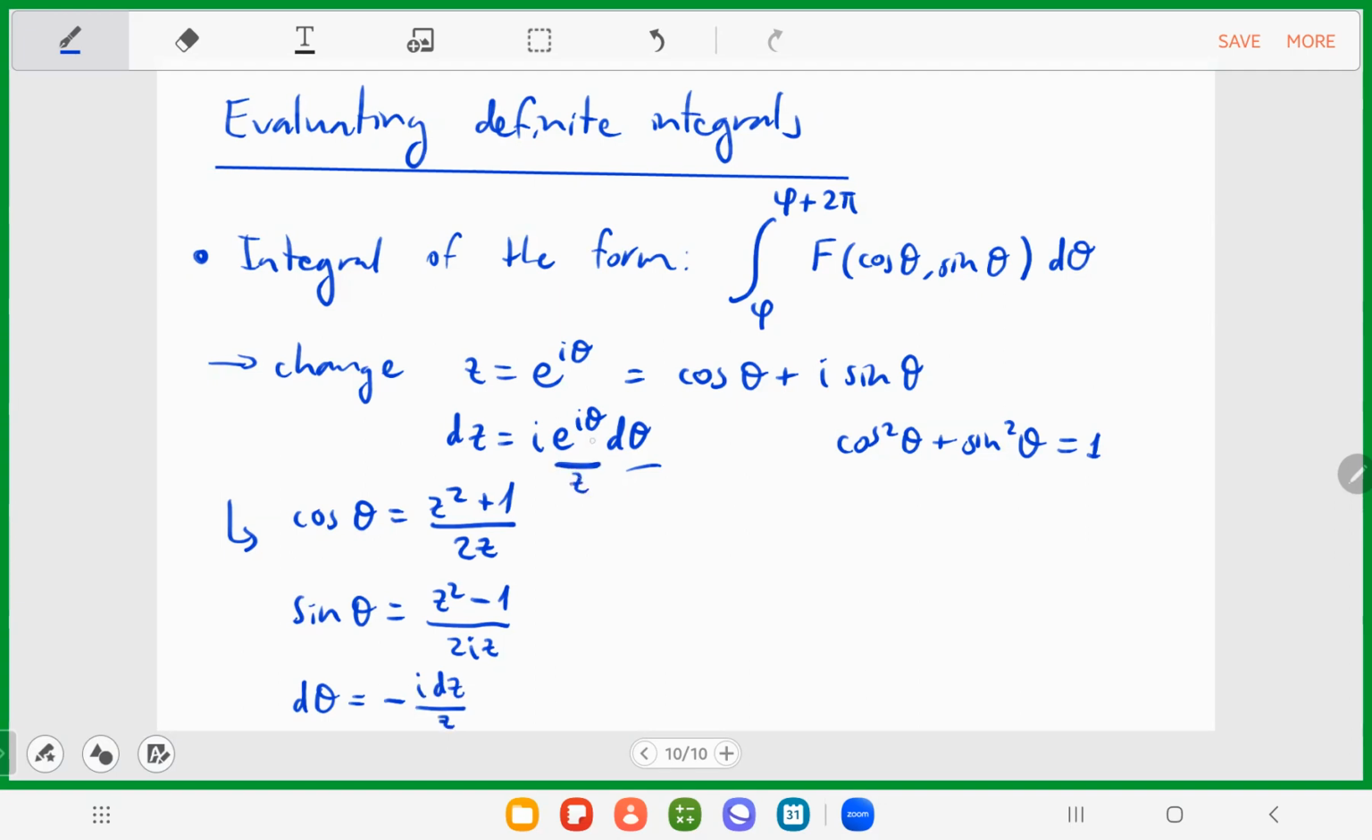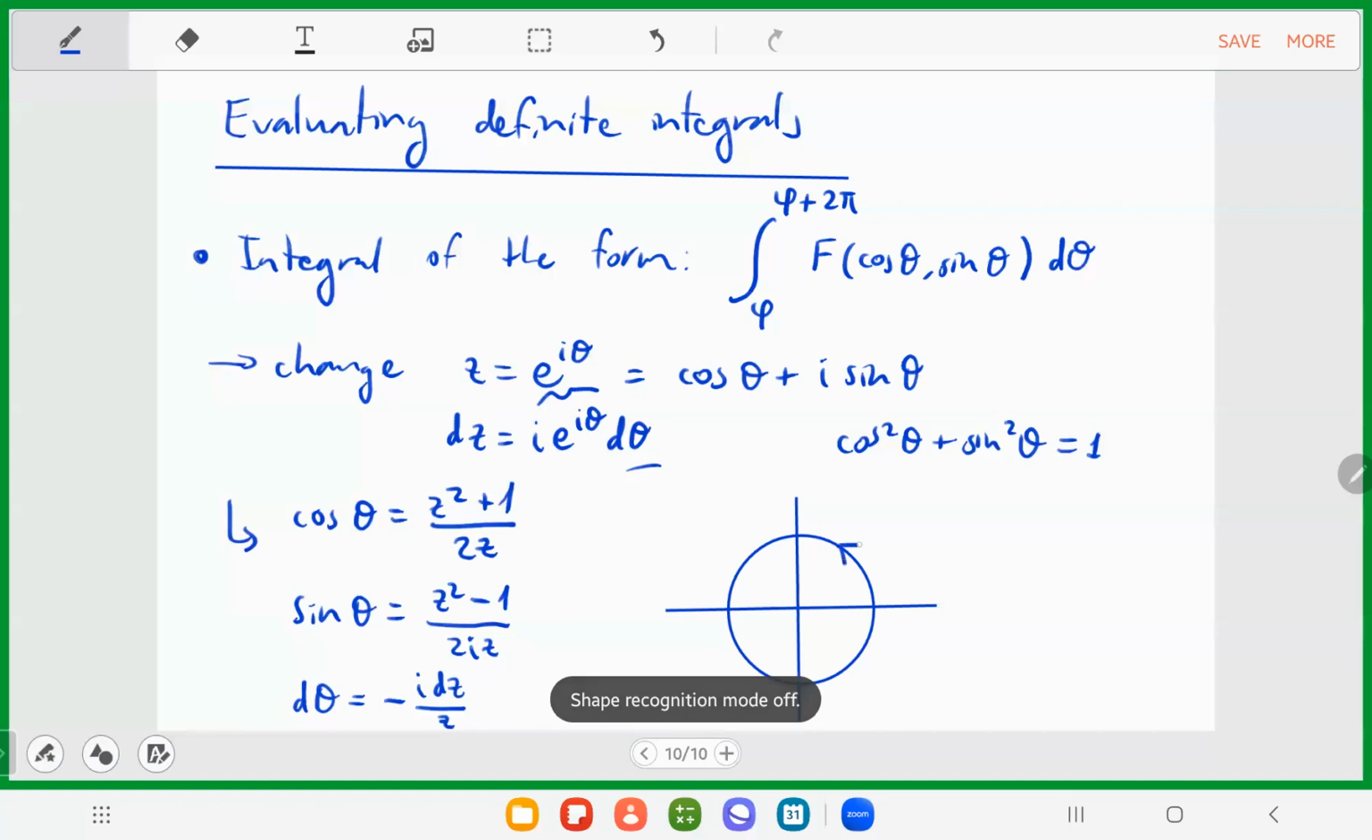Because notice this is z. Sorry, this looks like a division, but this thing here is just z. So putting these things into this integral, then what do we get? Well, notice that for the integral of interest here, imagining theta is the argument of a complex number, then this complex number will just go around this circle on the complex plane, right?